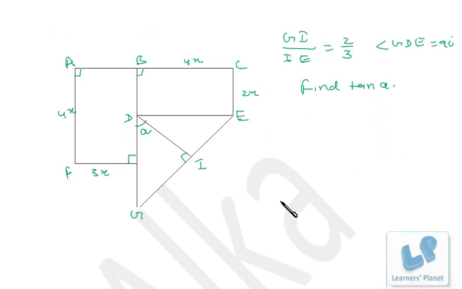Now let's see this problem. Here in this figure, the ratio of GI is to IE is given as 2 is to 3. Angle GDE is 90 degree. This is A. We have to find out tan A and the different dimensions are given over here, right? So now let's try this. Let's complete the figure first.